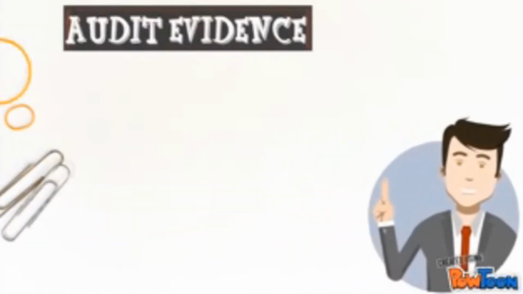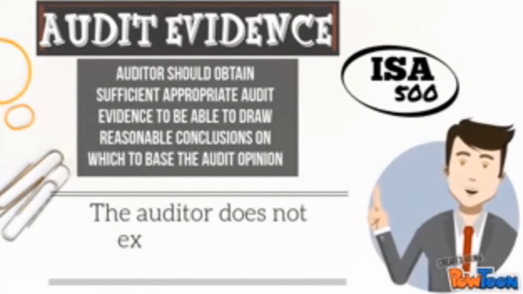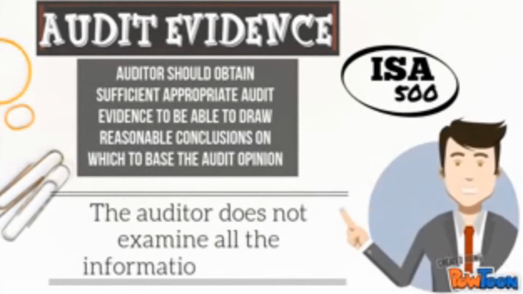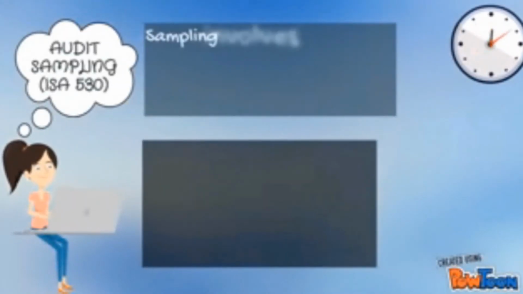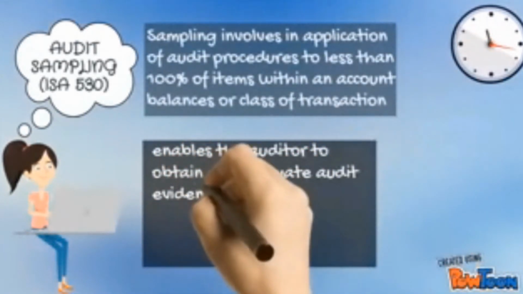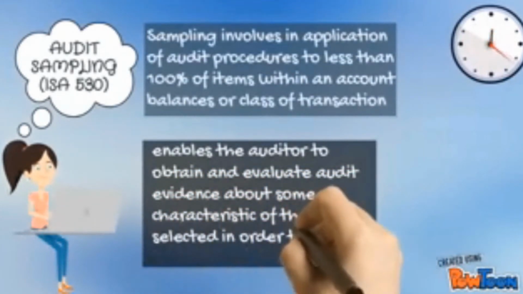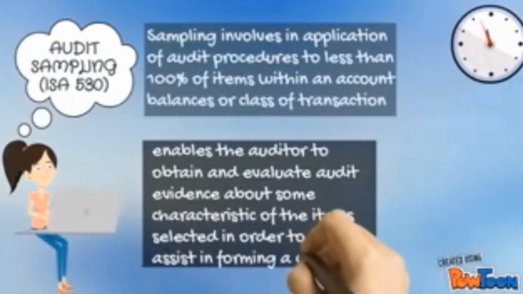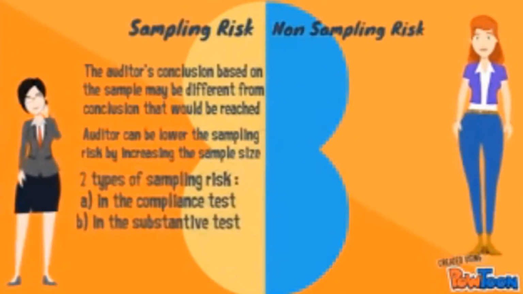Audit sampling. In ISA 500, on audit evidence, the auditor should obtain sufficient appropriate audit evidence to be able to draw reasonable conclusions on which to base the audit opinion. Audit sampling involves audit procedures which enable the auditor to obtain and evaluate audit evidence. Here are the differences in sampling and non-sampling risk.